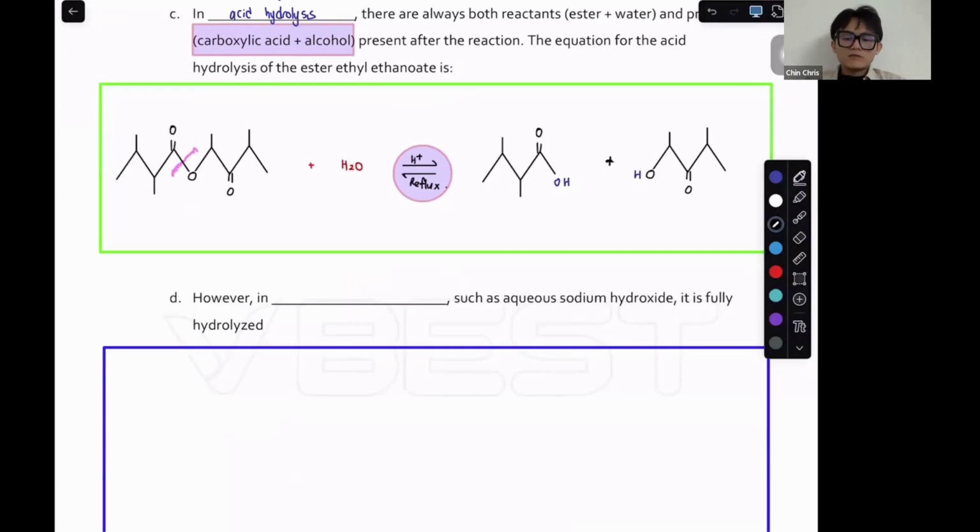Alright, guys, nice. However, in alkaline hydrolysis, you are getting something else. So for alkaline hydrolysis, we can use NaOH, or we can use KOH. And guys, for alkaline hydrolysis, the product is always a salt, COONa, and alcohol. So you get a salt and alcohol as your final product. Understand?